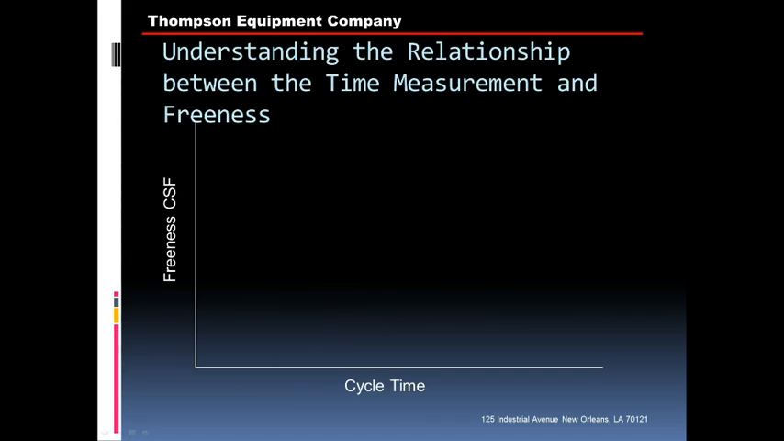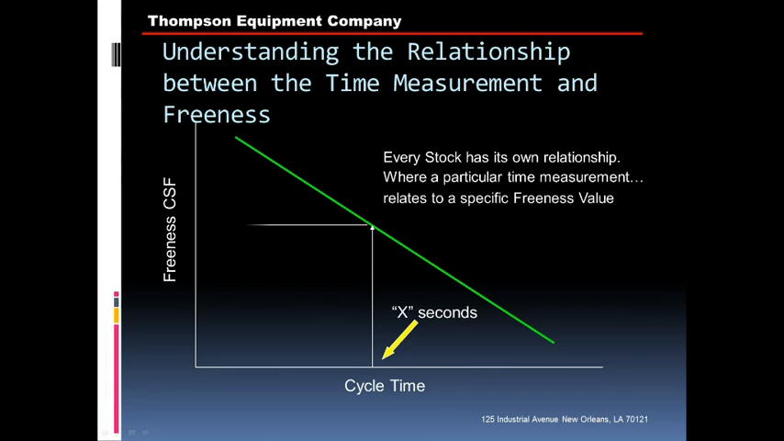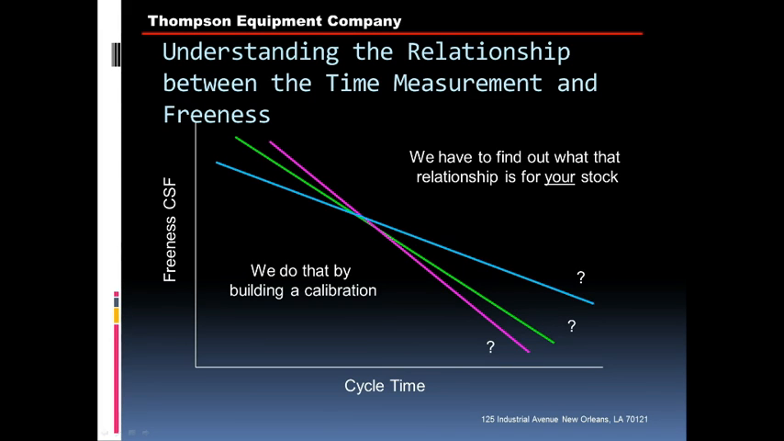What we need to do, in order to build a calibration, is understand the relationship between the Drainac time measurement and your stock freeness. So every stock has its own relationship. A particular time measurement is going to relate to a specific freeness value. X seconds is going to correlate to Y freeness. And of course, what we have to do is find out what that relationship is for your stock, because every stock is a little bit different. And the means by which we do that is by actually building the calibration.